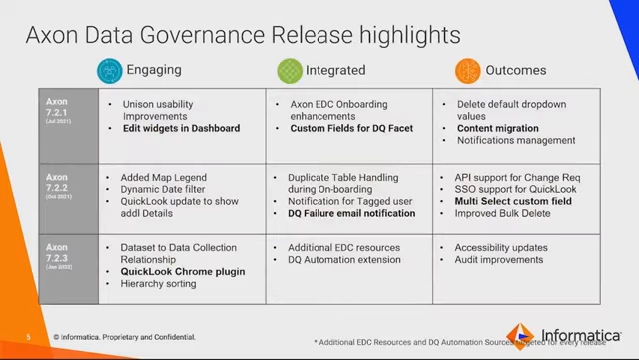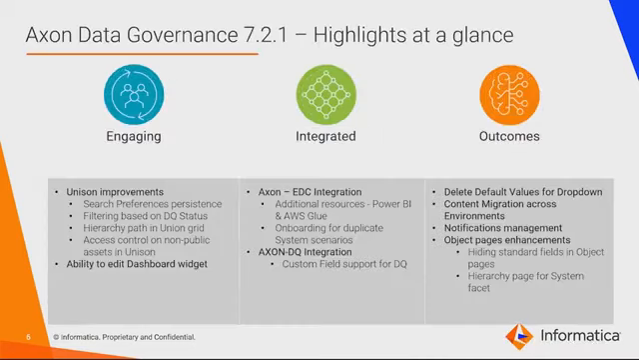A quick highlight of the features delivered in Axon 7.2.1 to 7.2.3. Later on, we'll go deeper into each of them with screenshots, and I will give you the demo as well. Highlights of the 7.2.1 release: we had Unison improvements, which were very critical for the implementations and adoptions. We also had the edit capability of the dashboard, which was added in 7.2.1 as part of the engaging activities.